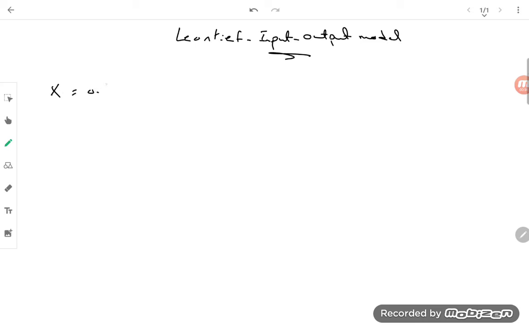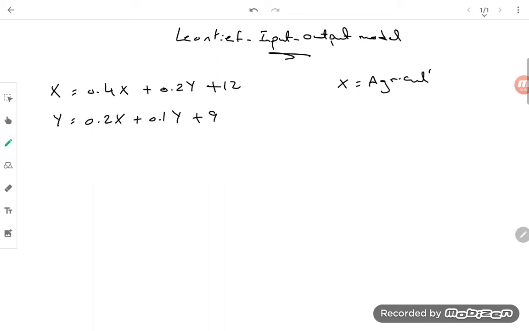Assume that x equals 0.4x plus 0.2y plus 12 and y... these are the demand function for two different commodities. Say for example x stands for energy. Sorry, x is agriculture. And y is energy. So equation x shows the demand for the agriculture products, while y shows the demand for energy.